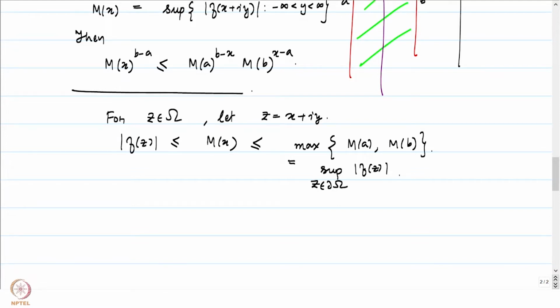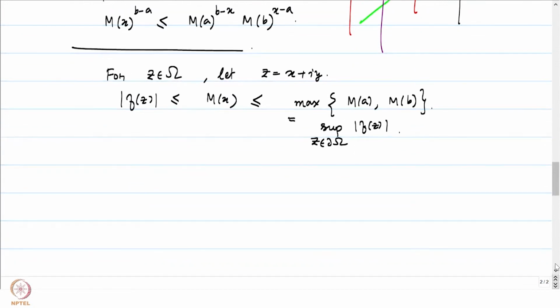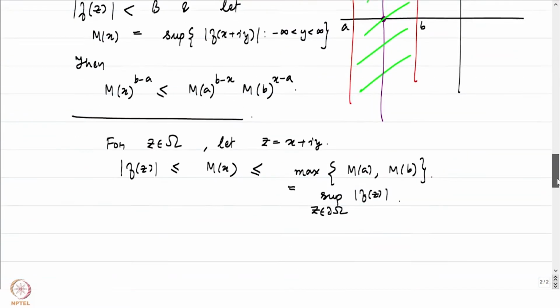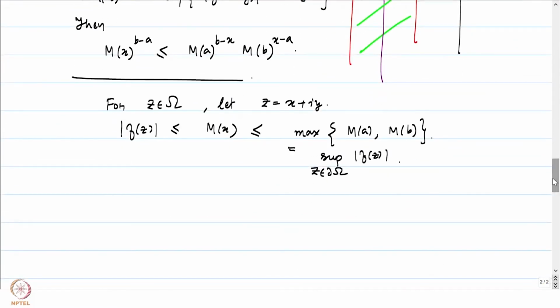So this is what the maximum modulus principle statements generally tell us. So that's what we will be able to conclude. It doesn't matter what this b is. The moment we know that the function is bounded, then we will be able to conclude that absolute value of f of z is less than or equal to the absolute value on the boundary.